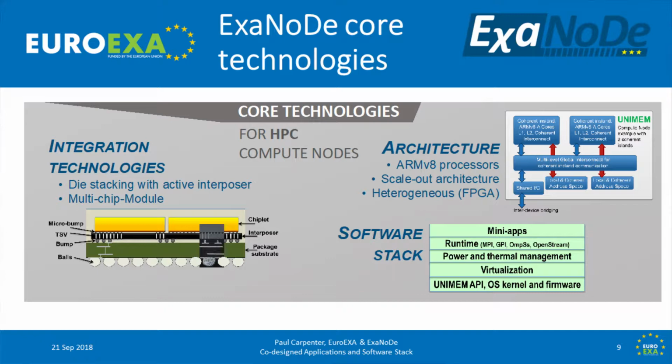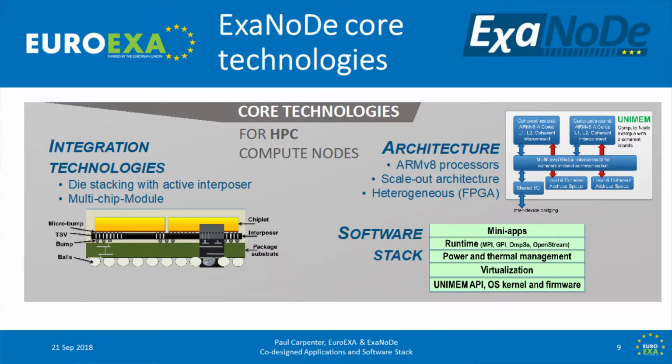So in ExaNoDe, we have hardware integration, die stacking with active interposer. So this is a CEA technology to basically put multiple chiplets into one device with an interposer. The architecture is based on ARMv8, with the scale-out architecture referring to the UniMem approach that I spoke to before. FPGA is available in the node. We started some of the programming model support for the FPGA in an early way, and software stack, as I said before, mini apps to demonstrate. It's focusing on the node, so we're not scaling up to exascale or something.